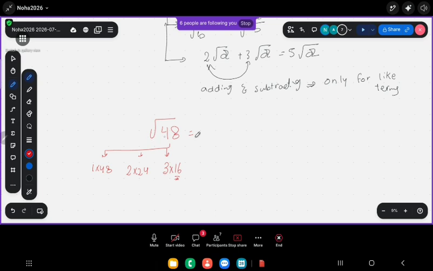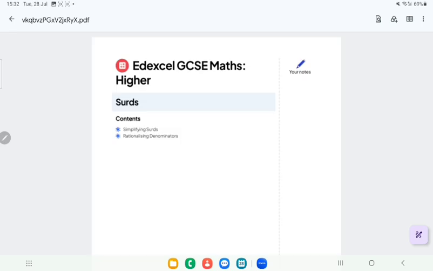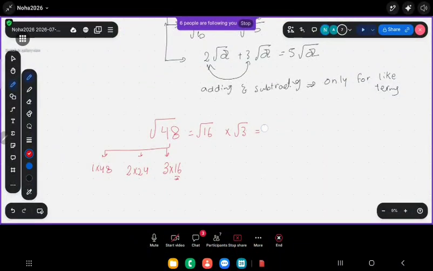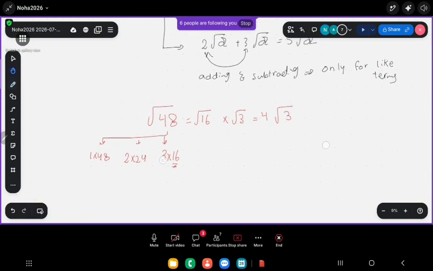So here, I get 3 multiply 16. So this root 48 can be root 16 multiplied by root 3. Yeah, I finished. Why? Because root 16 can be simplified into 4, and this root 3 stays here. So it's 4 root 3 and you finished your question. Easy?